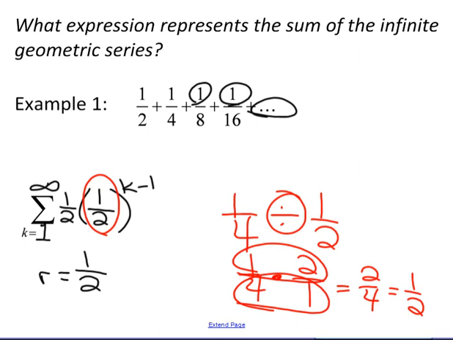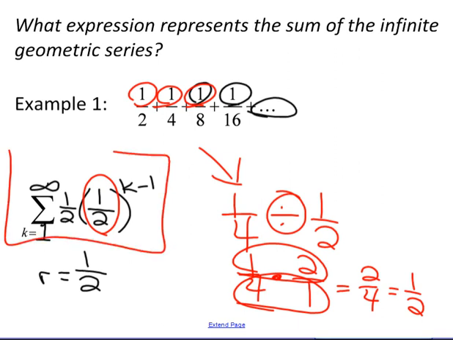I personally think just looking at the numbers and seeing what you have to multiply by is easier than this process right here. But it's your choice. You can do it either way. And this is the answer. That's what I'm looking for.